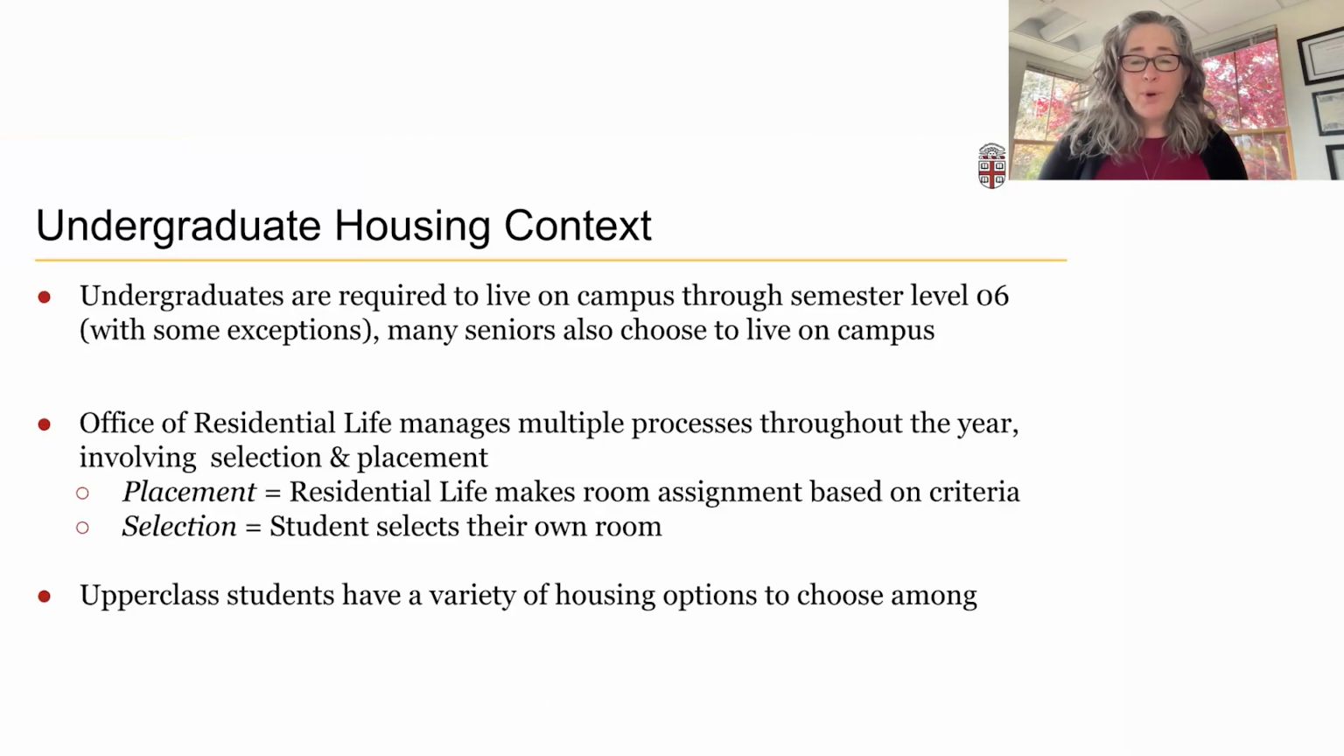So a quick moment on our undergraduate housing context. As you may be familiar, Brown has a requirement that our undergraduates live on campus through their semester level 6. So for their first, second, and third year, they live on campus with us. Many of our seniors choose to remain on campus even though they are no longer required to do so. We'll talk a little more in a moment about that senior process, because we want to have the opportunity to prioritize those students who are choosing to stay with us for that final fourth year.